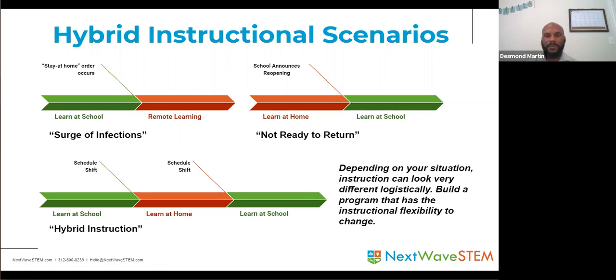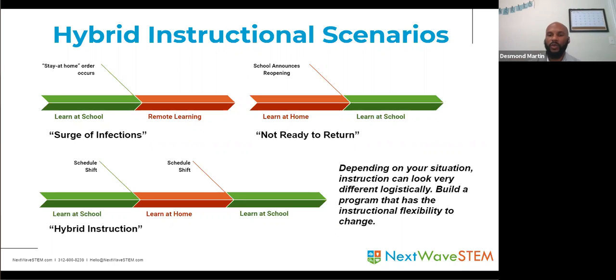in-class instruction. However, because we don't know a whole lot about what's going to happen in the future with respect to the pandemic and transmissions, it is possible that we might see a surge that necessitates a newly instituted stay-at-home order from whatever municipality we might find ourselves in. That will cause us to go from traditional learning at school to a remote learning scenario. That's the first scenario that we want to consider with our drones and our 3D printing.